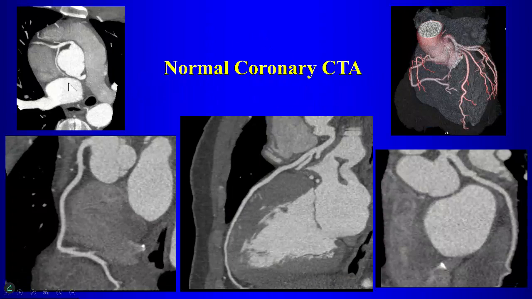So this is what a nice normal coronary CTA looks like. We can have these nice curved reformats that lay out the vessel very nicely. So here's the right coronary artery as it goes around there. Here is the LAD, kind of wraps around a little bit. Here's the circumflex here, going around the left.